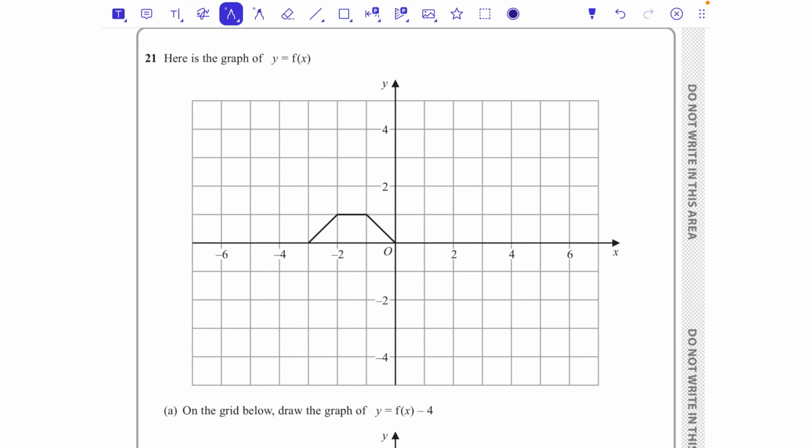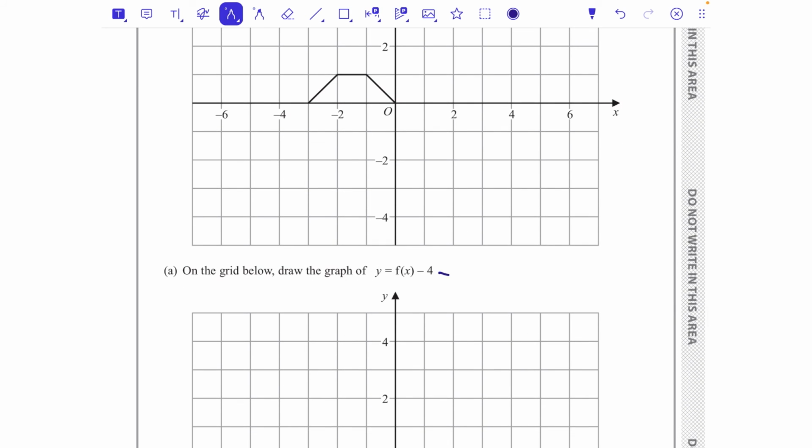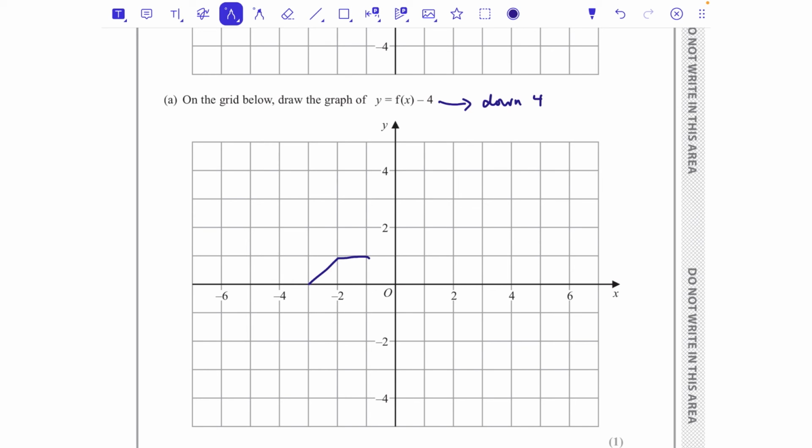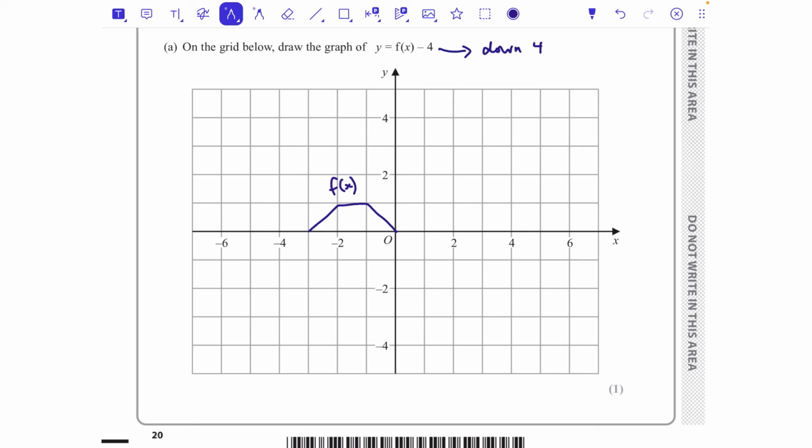Question number 21. Here is the graph of y equals f of x. On the grid below, draw the graph of y equals f of x minus 4. So this moves the graph down 4. We need to draw that shape, but 4 lower. So instead of it being here, which is where it is at the minute, that's f of x, we need to move it down 4. So 1, 2, 3, 4, and it's going to go there instead, f of x minus 4. I don't need the original one, so that's fine, that's where it's going to end up.